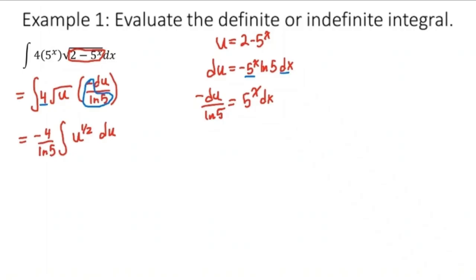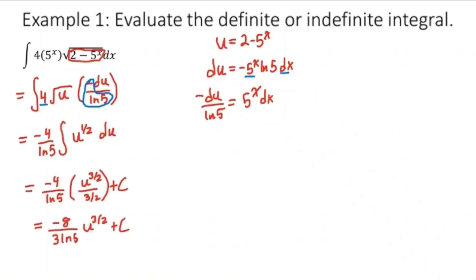The antiderivative of u to the 1/2, and simplify, and we get -8 over 3 natural log of 5 times u to the 3/2 plus c. Since this was an indefinite integral and there were no bounds to change, we're going to replace our u with the expression that u was used to substitute for, and we get -8 over 3 natural log of 5 times 2 minus 5 to the x, all raised to the 3/2 plus c as our antiderivative.